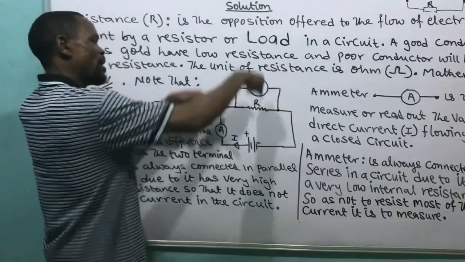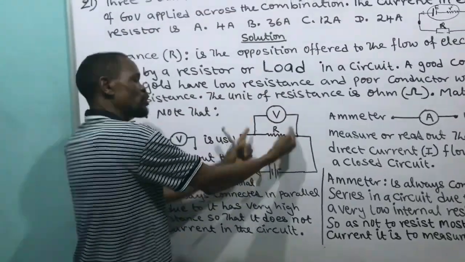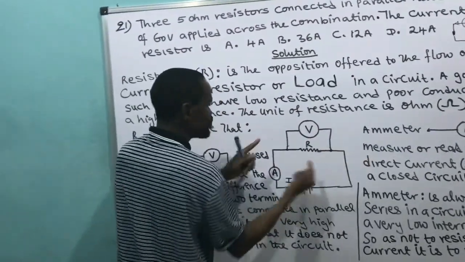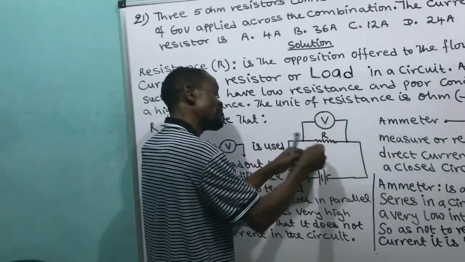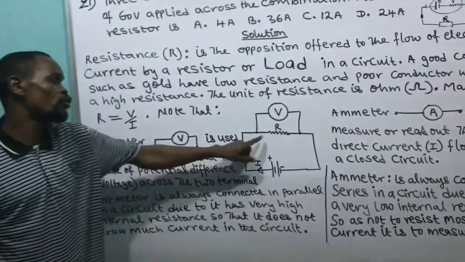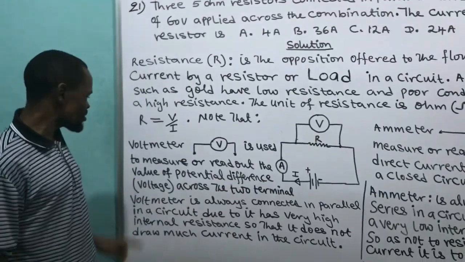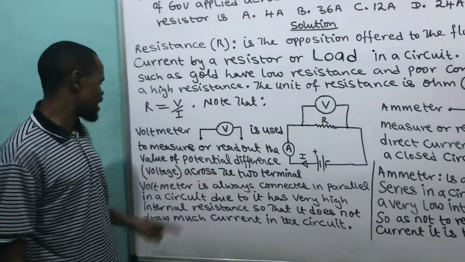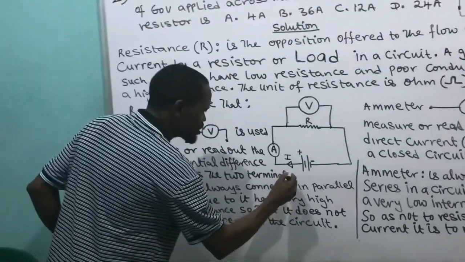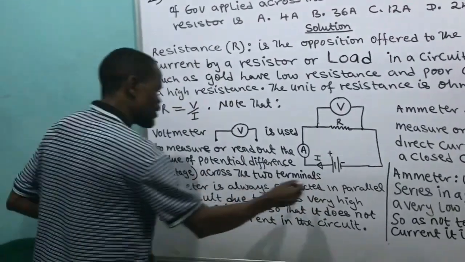When I put it here, it will read the potential difference. Whether the voltage is moving this way or this way, it will read it for me and give me the actual value of voltage drop across this load. As we said, across the two terminals. Across the two what? Terminals.